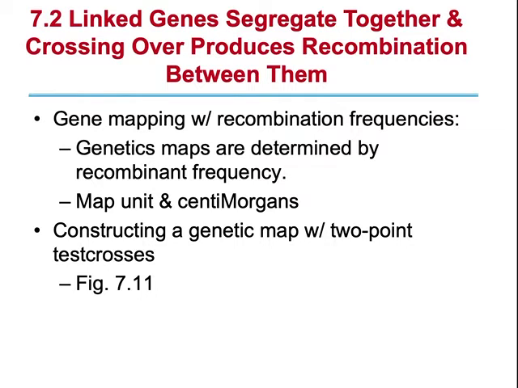Gene mapping with recombination frequencies allows us to construct a genetic map showing us the relative distance, the genetic distance, of two loci on a chromosome. These are represented in what we call map units or centimorgans. And we can do this with a two-point test cross. Okay? So that is discussed here.